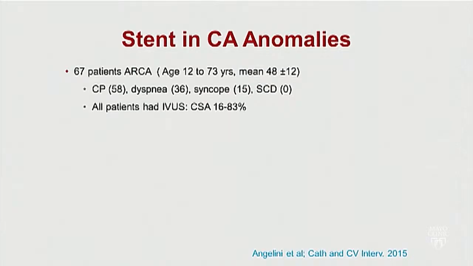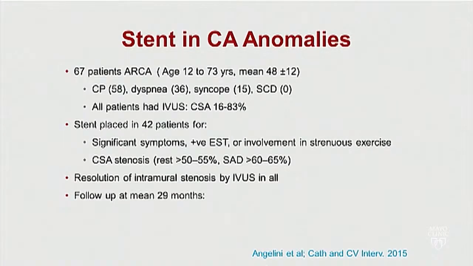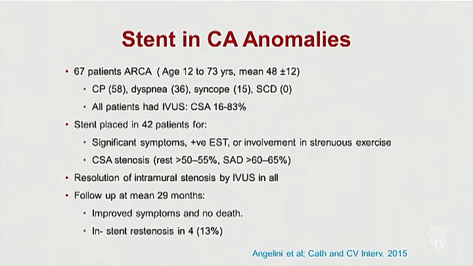Additionally, there have been studies that are looking at stenting of anomalous coronary arteries. This is a study that's looking at stenting of anomalous right coronary arteries. Patients ages 12 to 73 presented with dyspnea and syncope, and no patients with sudden cardiac death and chest pain. All patients had IVUS as part of it, and about 2/3 of the patients ended up getting stenting. This is because they could see off of the IVUS that it appeared to be significant. And then the stenting resulted in a resolution of the intramural stenosis in all of the patients. And they've had good follow-up without any sudden deaths, but some in-stent restenosis.